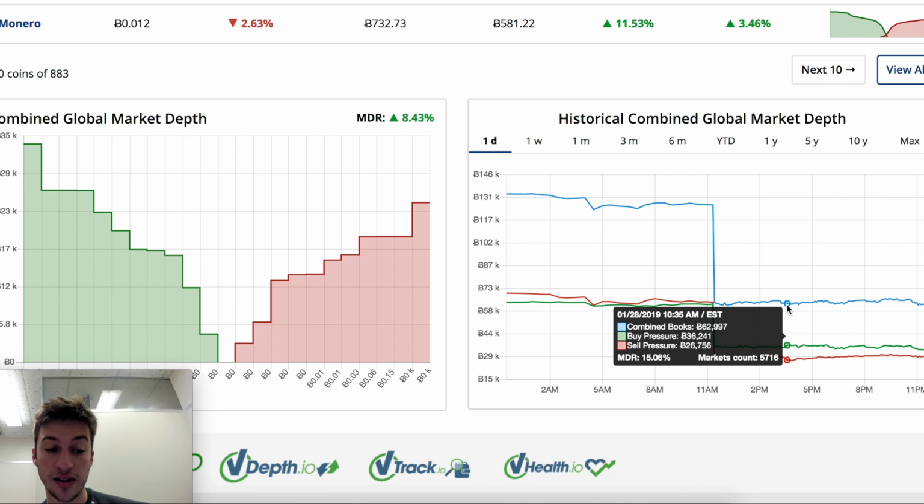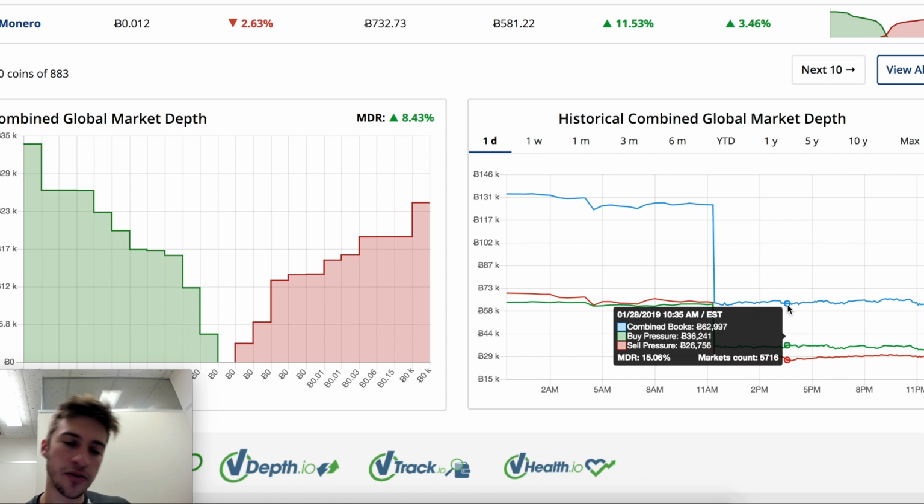Plus 15% means that overall, across all crypto markets, at 10:35 at this point in time, there was 15% more buying pressure than there was selling pressure. And also, we know that this data is only collected from within 5% of the current price, so it's a very short-term look. If a coin's trading at 1,000, we're only looking at its bids from 950 to 1,000 and its offers from 1,000 to 1,050.